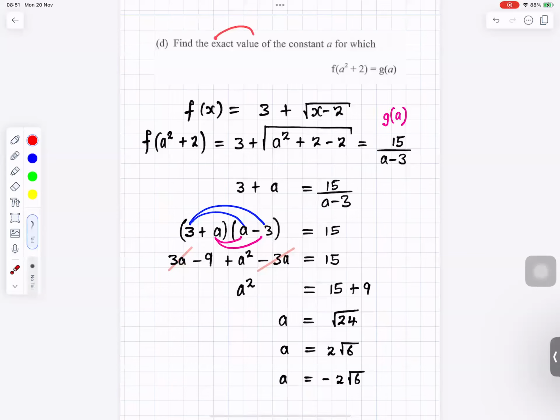It says find the exact value. Exact in any exam question means don't leave it in decimals. Leave it as a fraction or as a surd, like square root of 2. Don't leave it as decimals.